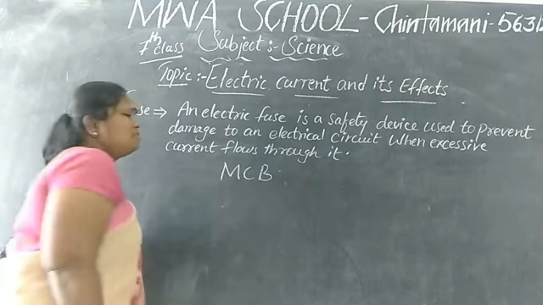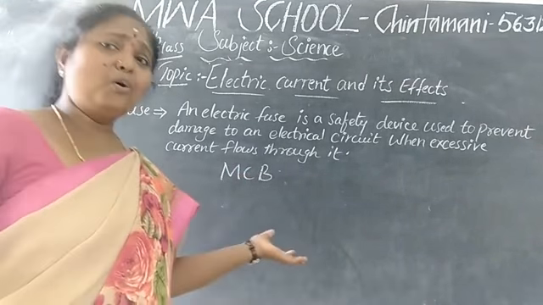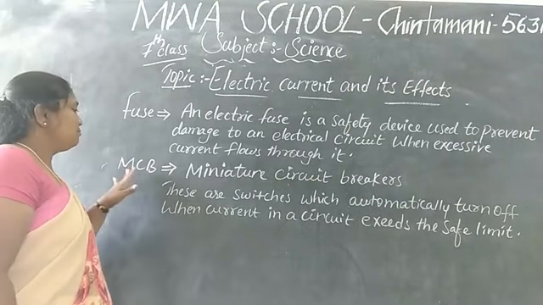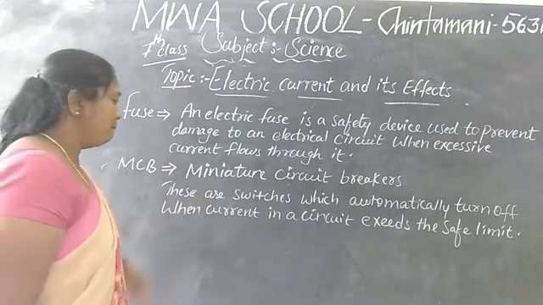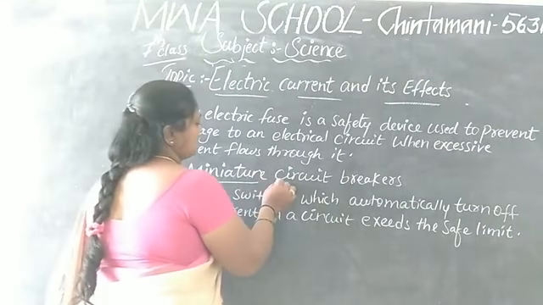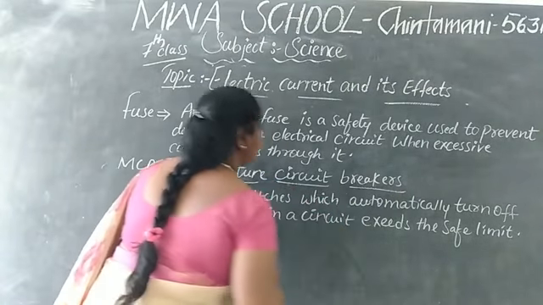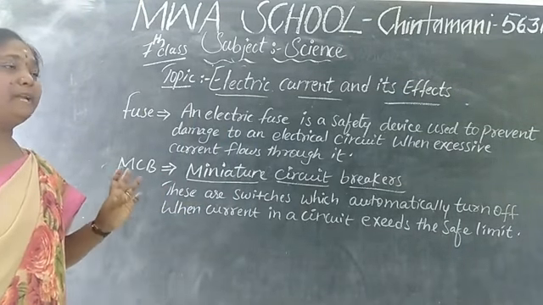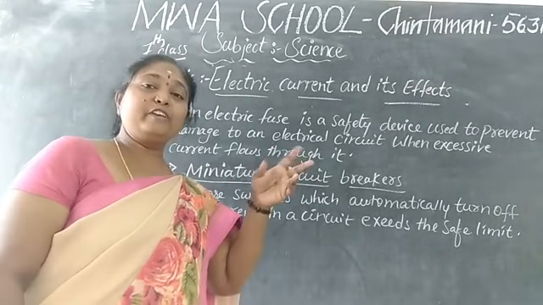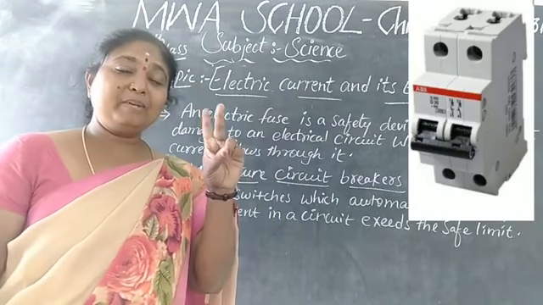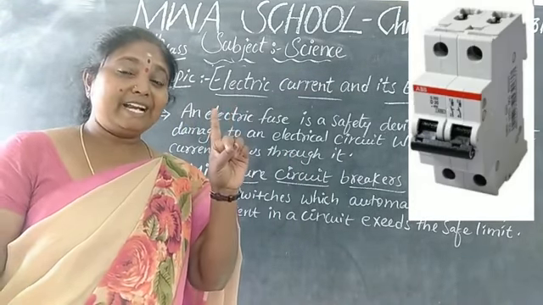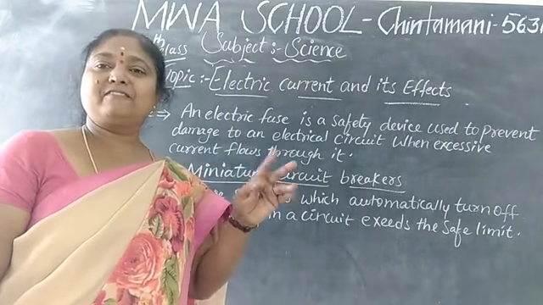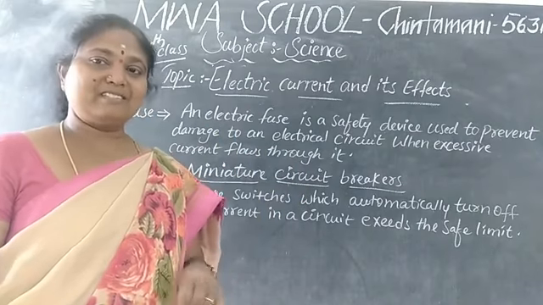What is this MCB, ma'am? Let me tell you about the MCB. What do we mean by the MCB? Miniature circuit breakers. You can see them, children, in the room; we call them DPs. One will be in blue or black color, one will be red. If any excess current comes in, that switch automatically comes down.